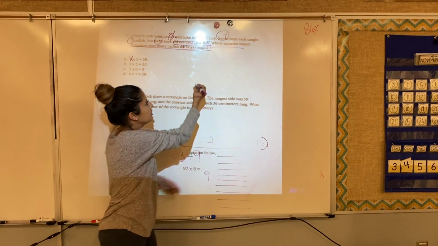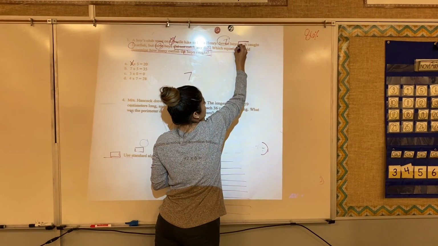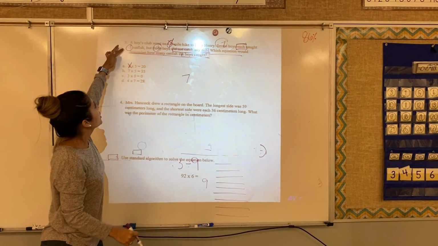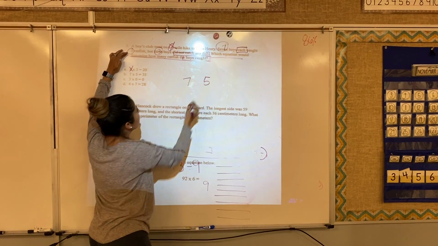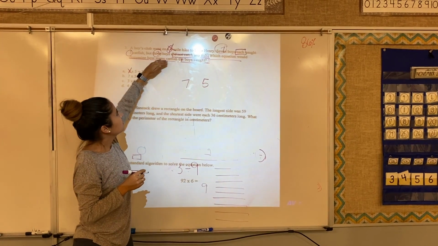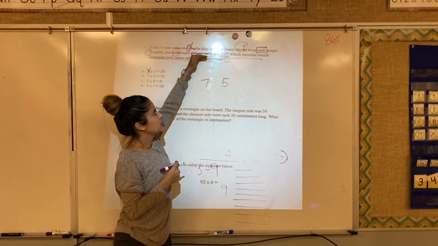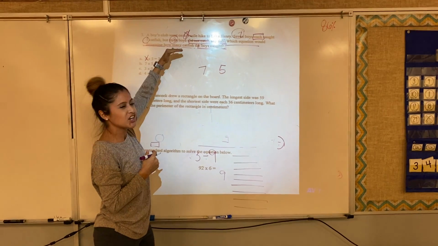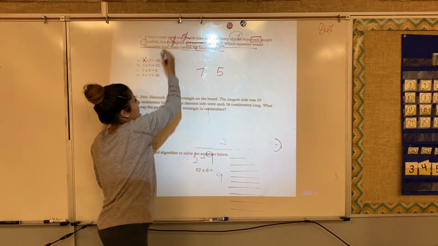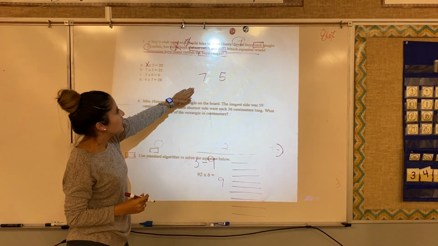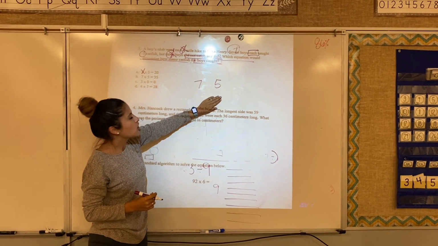Well, we know that there's 7 boys. Each one of them, every single one of them, caught 5, but 3 did not. Well, we don't care about the 3 boys that did not catch any fish. We only care about the boys that caught fish. So that's extra information as well. So now we know that we have 7 boys, each caught 5 catfish.